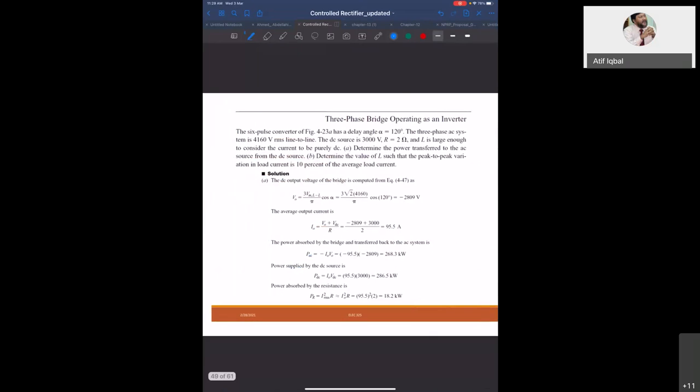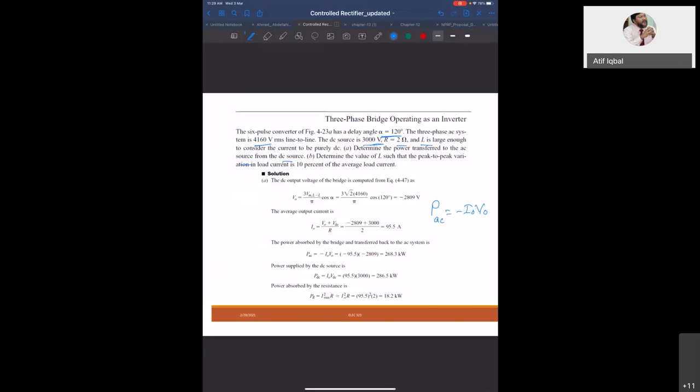So this is an example. It says that the six pulse converter has a delay angle of 120 degree. So 120 degree means it is operating as a line commutated converter, or it's called an inverter. The three phase AC system is this much volt. The DC source is this, R is this, L is this. Now determine the power transferred to the AC source from the DC. So what we have to find out is the power transferred from DC to AC. That means P AC, we have to find out, is minus I naught into V naught.